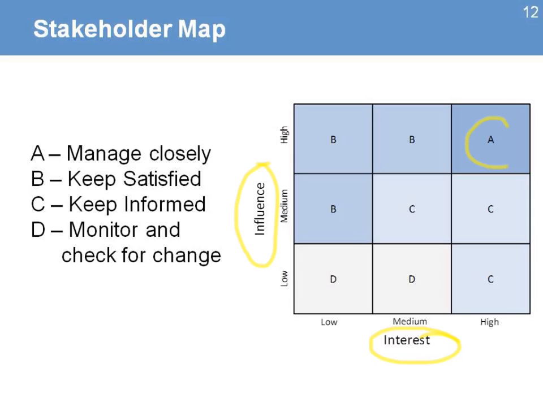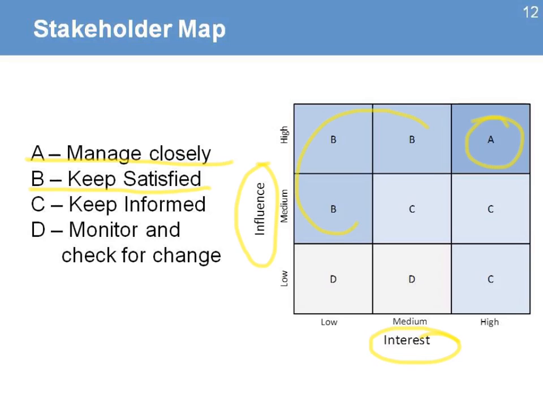The first one, where you have your donor, the strategy is to manage closely, meaning that you provide information, you provide the reports. The donor needs certain requirements in terms of information from their project, and you need to manage that. There is the second group, keep satisfied.